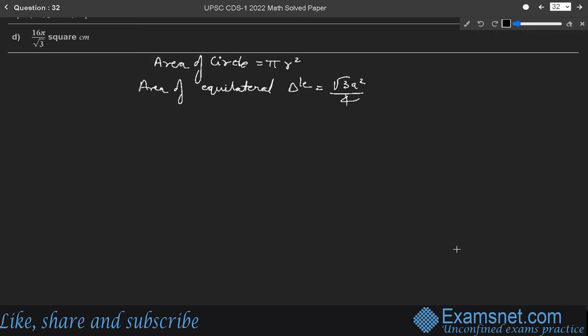Now let us make the diagram. Since it is an equilateral triangle, it will be like this.